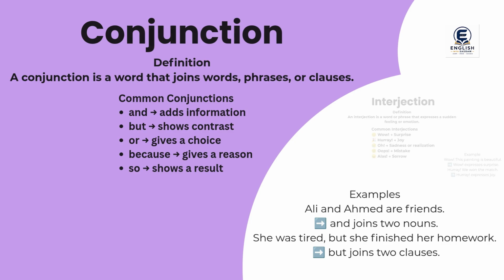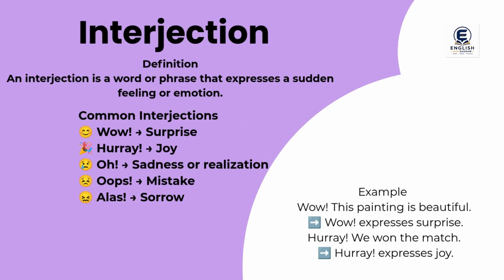The eighth and final part of speech is the interjection. An interjection is a word or phrase that expresses a sudden feeling or emotion. It is often followed by an exclamation mark. Some common interjections are wow, hooray, oops, oh, alas.